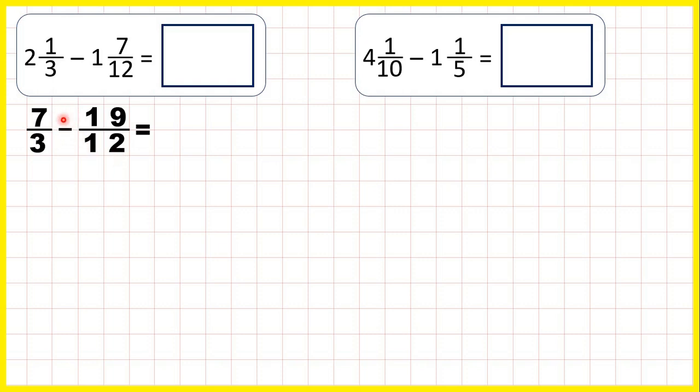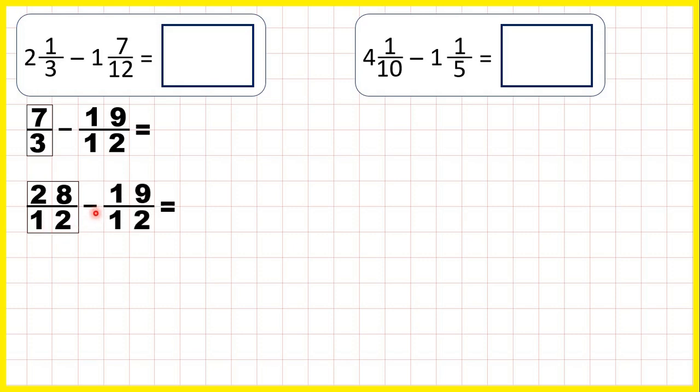But to subtract fractions, we need a common denominator. Now 12 is in the 3 times table, and 12 is 4 times 3. So if we do the same to our numerator, 7 times 4 is 28, 3 times 4 is 12, so we found our equivalent fraction.